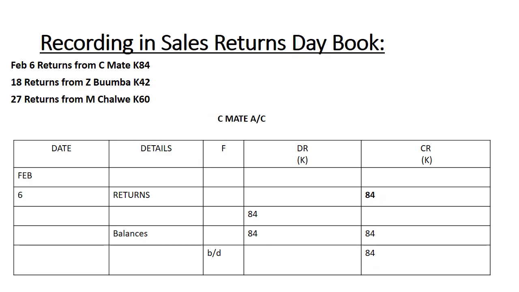Next we move to Zibumba, and we know that there was 42 kwacha involved, so I'm going to credit this account with 42 kwacha. Then we record the total on both sides, and of course the balances here and here. This is the balance brought down.